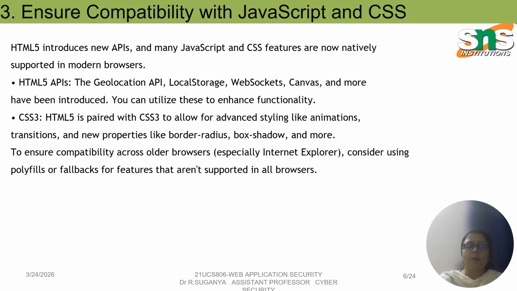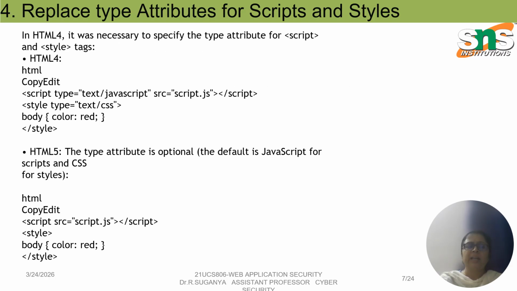Ensure compatibility with JavaScript and CSS. We have to ensure that it works with new APIs, and many JavaScript features are now fully supported by modern browsers. HTML5 APIs like geolocation, local storage, WebSockets and canvas can be included. CSS3 can be included for animations, transitions, borders and border shadows. And replace the type attributes for scripts and style.